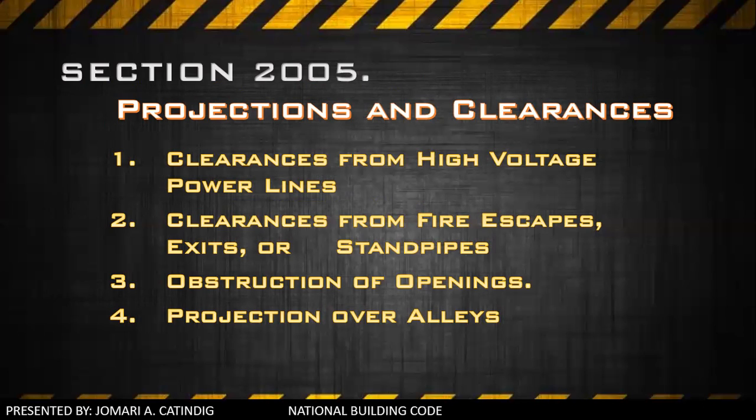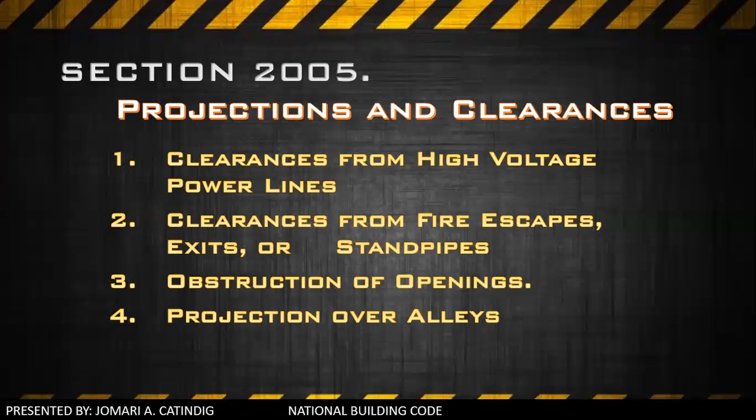Then number 3 is the obstructions of opening. No sign shall obstruct any opening to such an extent that light or ventilation is reduced to a point below that required by the code. Signs erected within 1.5 meters of an exterior wall in which there are openings within the area of the sign shall be constructed of incombustible material or approved plastic.